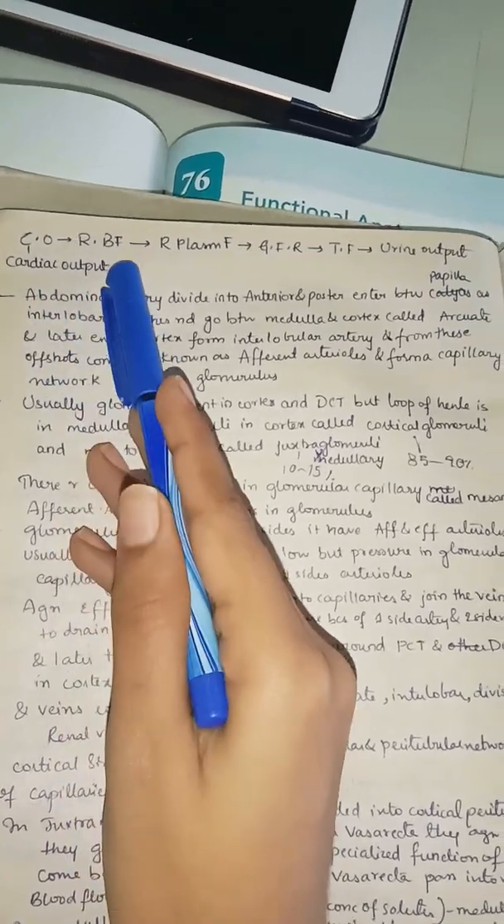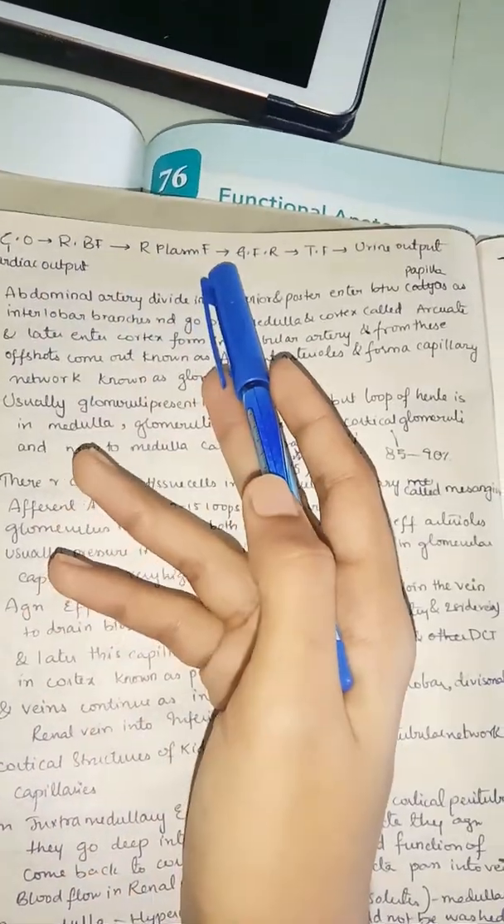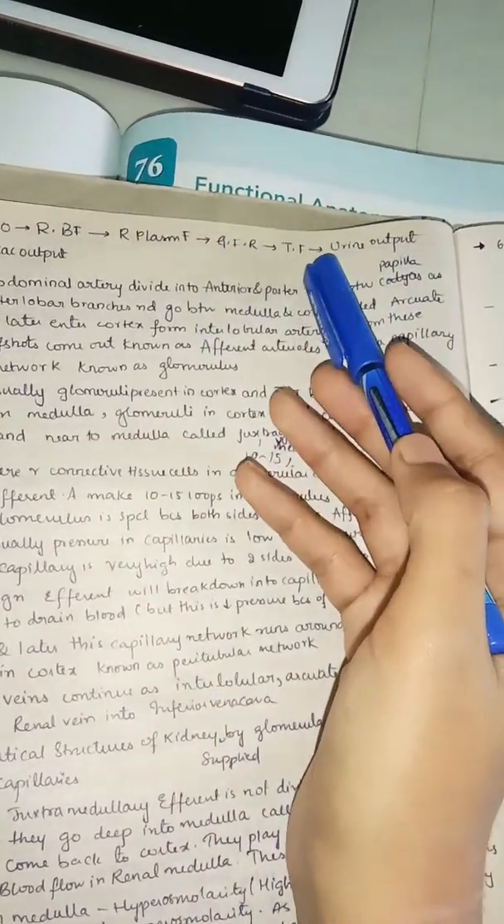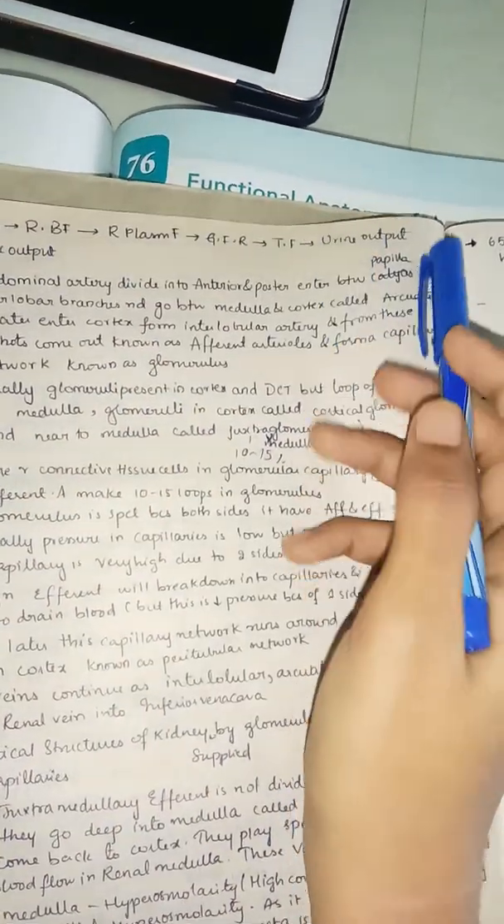Now we are going to see how the cardiac output affects the renal blood flow, how the renal plasma flow leads to formation of the glomerular filtration rate, how this leads to total flow in the kidney, and how the urine output is formed.